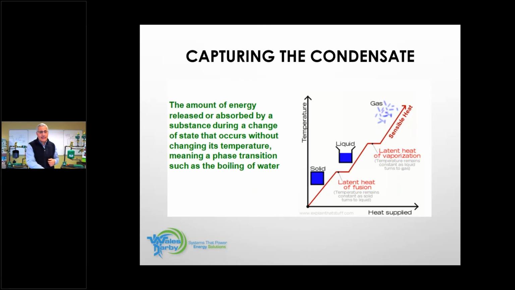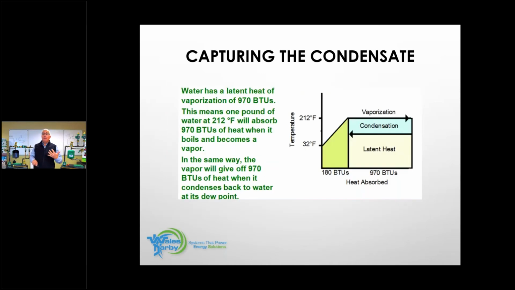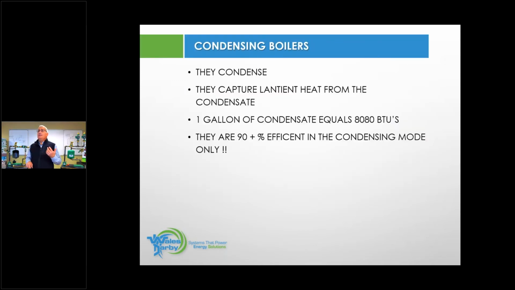Inside that liquid is latent heat. We want to capture that into the boiler, and that's what a condensing boiler can do. When I do that, I'm capturing a lot of BTUs. We should generally be producing about a gallon of condensate an hour on most of these jobs. A gallon of condensate is 8,080 BTUs, and we're going to reabsorb that into the boiler. Those would be BTUs that would be going out the chimney normally.